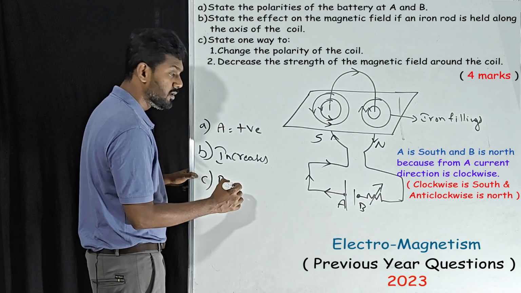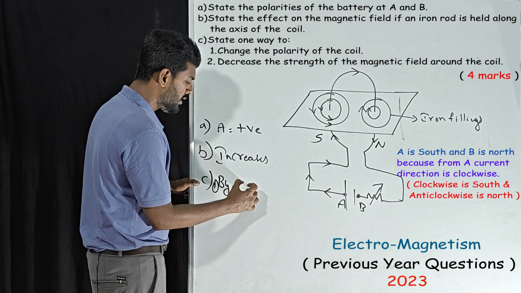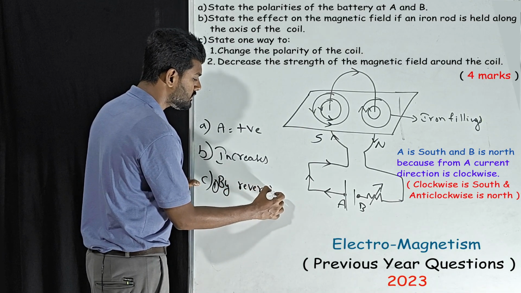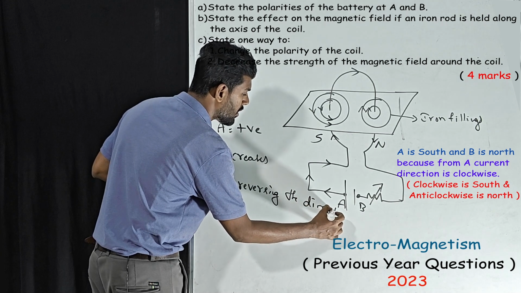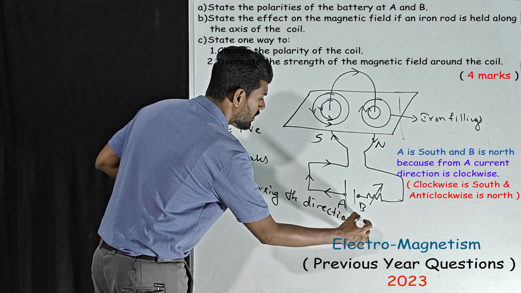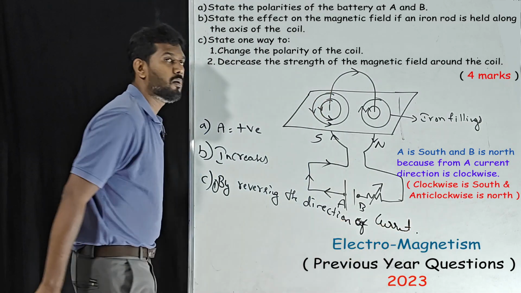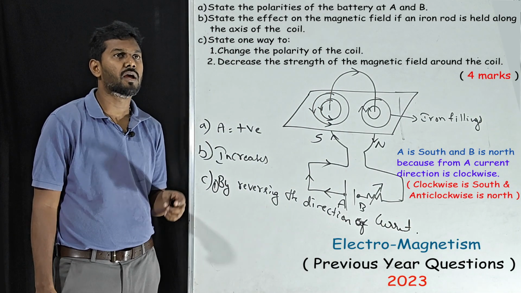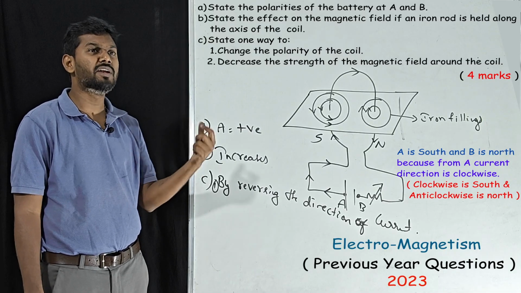In C, this is the first one, by reversing the direction of current. Next, decrease the strength of the magnetic field around the coil. How can we decrease it?